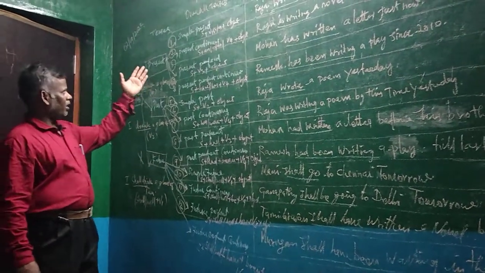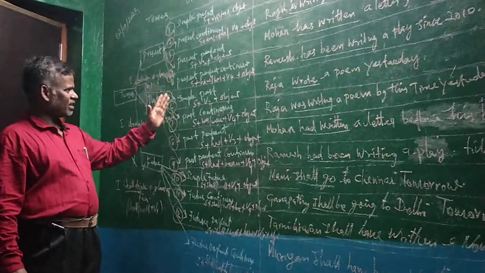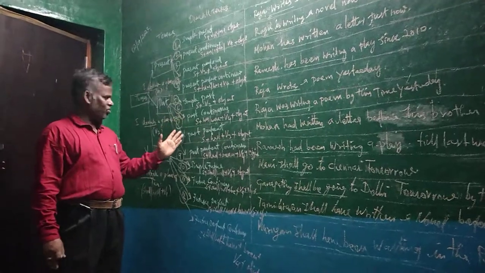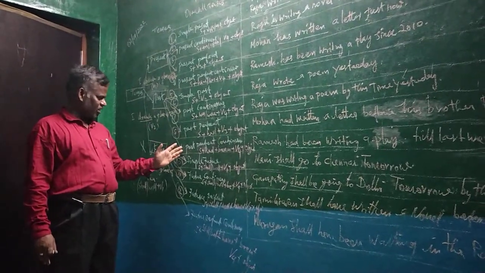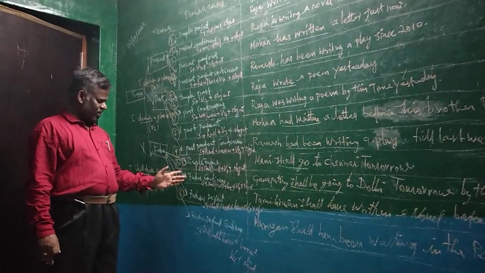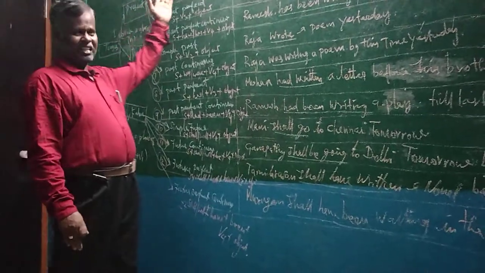First, the present tense: simple present, present continuous, present perfect, present perfect continuous. Next, the past tense: simple past, past continuous, past perfect, past perfect continuous. And the future tense: simple future, future continuous, future perfect, future perfect continuous. What is the sentence structure for each tense?